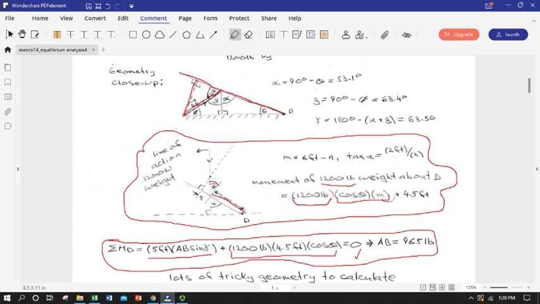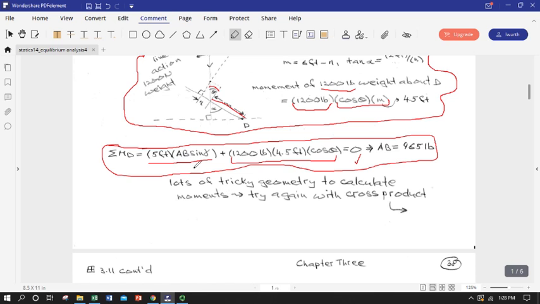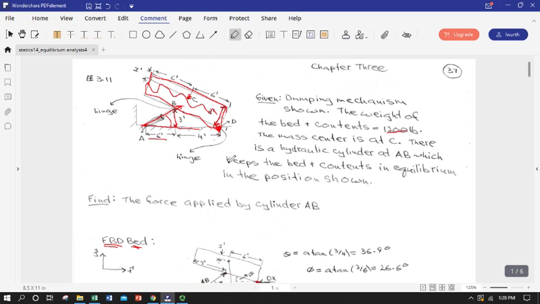and so by using the sine of gamma, that gave us this perpendicular between our force and a line going through D. So a lot of geometry, lots of tricky geometry to calculate moments here that I didn't totally step through, but you can certainly do that given the geometry of the problem.